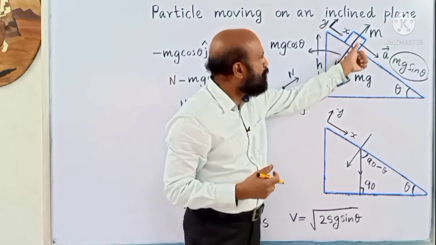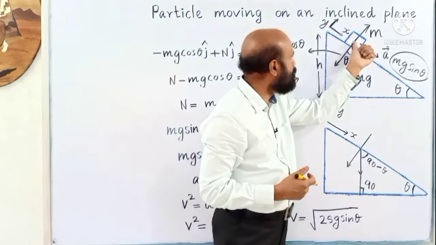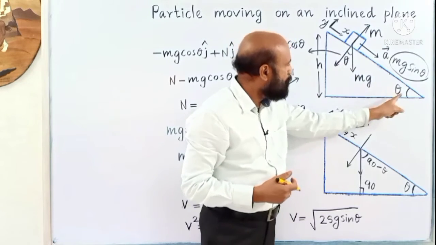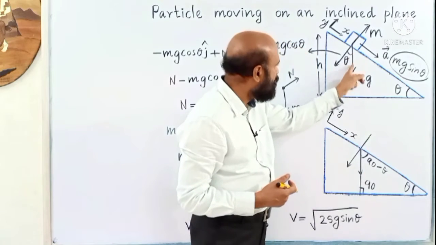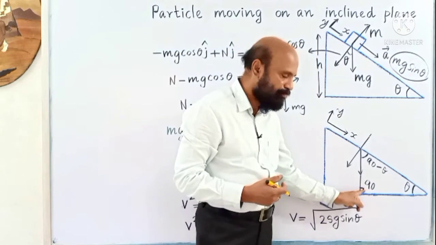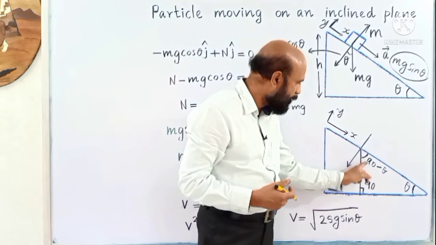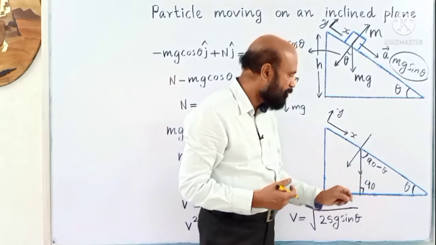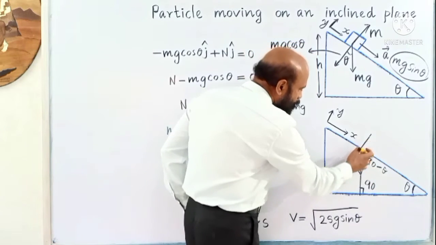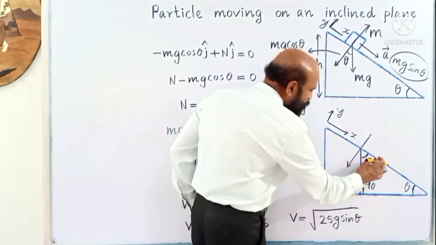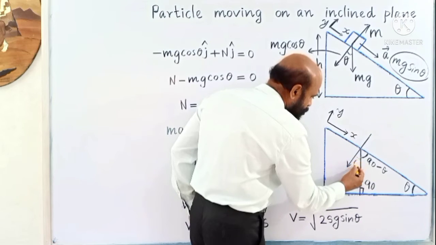Then draw a normal to the inclined plane. Now this angle is theta. So then extend this, so this angle is 90. So this will be 90 minus theta. This is theta, then this is 90 minus theta, then this is the normal, so this is totally 90. So when this is 90 minus theta, this is also theta.